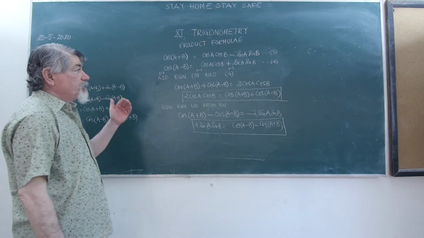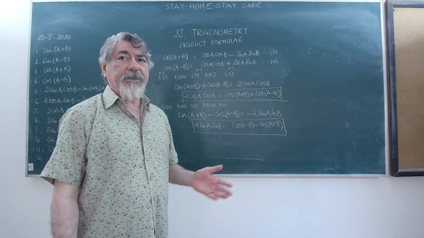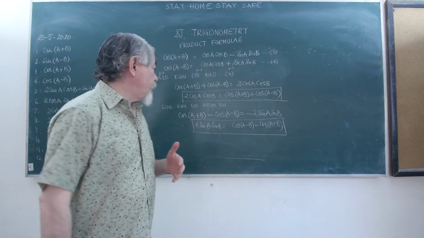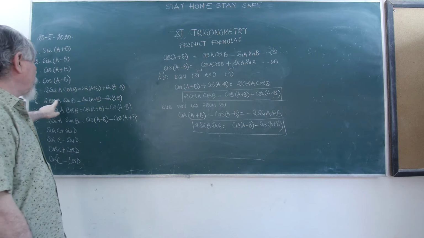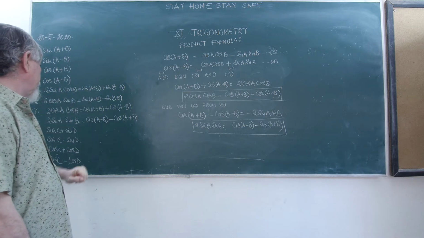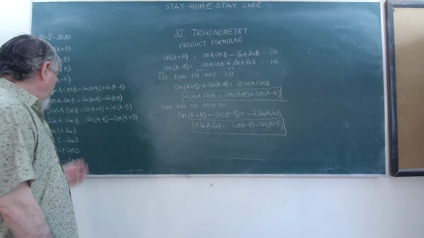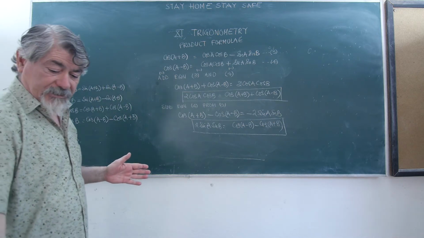So, from sin A plus B, sin A minus B, cos A plus B, cos A minus B, we were able to obtain 4 more formulas which we have written here: 2 sin A cos B, 2 cos A sin B, 2 cos A cos B, 2 sin A sin B. 4 more formulas we obtained from the same equations. Let us see again.